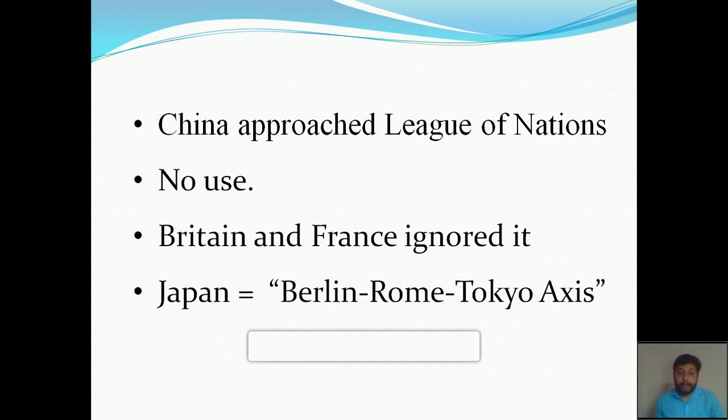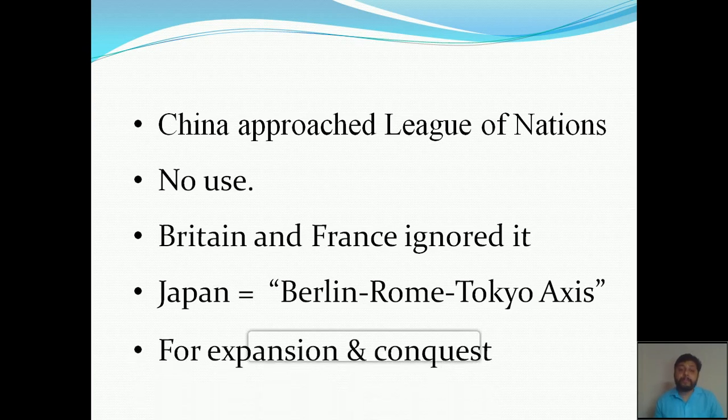For Japan, there was a reason behind this treaty, this pact. It was for her expansion and conquest. Already we have seen in the case of Italy and Germany, they had conquered a number of countries by violating the rules and regulations signed in the Treaty of Versailles. By violating the Treaty of Versailles, they were ready to fight against other countries. So Japan thought it would be good to join with Italy and Germany. For the benefit of their country, Japan joined with Italy and Germany, for the purpose of expansion and conquest.